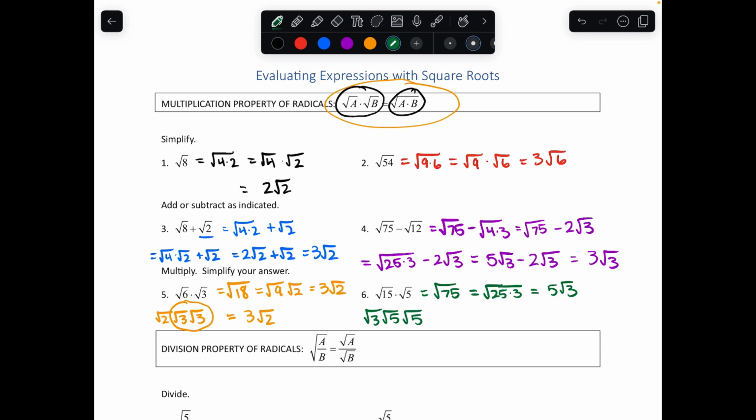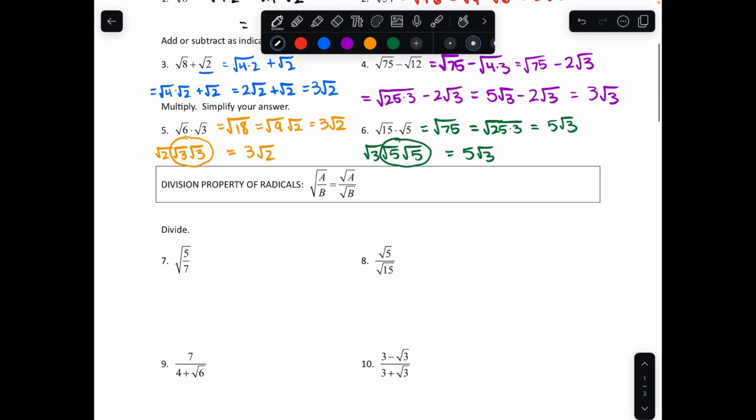We have 2 square roots of 5 being multiplied to each other. It's the square root of 5 squared. So the square root is going to cancel out, and we're just left with the number that's underneath, which is 5. So we get 5 times the square root of 3. Now let's move on down.